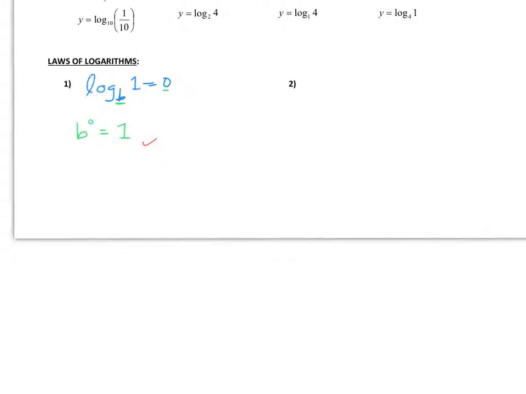The second one says that the log base b of b would equal 1. Again, if we change that into its exponential form, we take b as our base to the exponent 1, and that would have to equal the argument, which is b. And b to the 1 is equal to b, so yep, that is a true statement. So there are the first two.